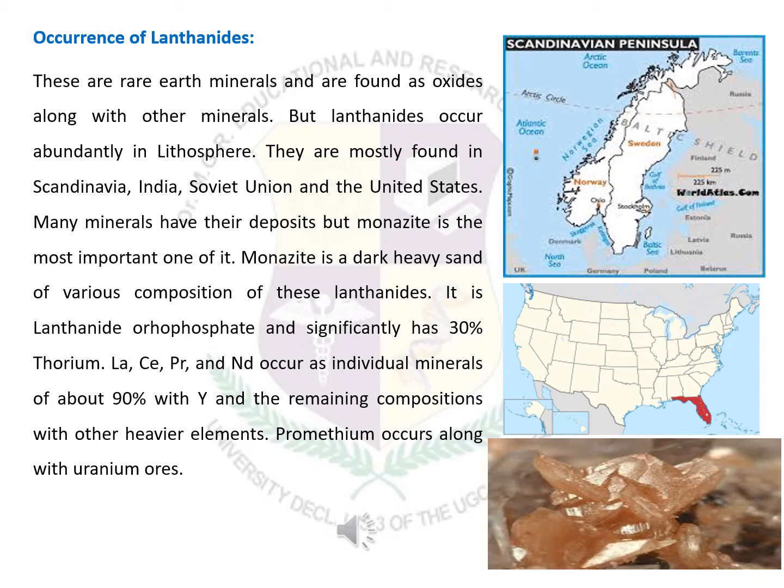Lanthanum, cerium, praseodymium and neodymium occur as individual minerals, about 90% along with yttrium, and the remaining composition is with other heavier elements. Promethium occurs along with uranium ores. The pictures of the Scandinavian and Florida islands of USA are shown in the figures. Also, the monazite mineral is pictured here.